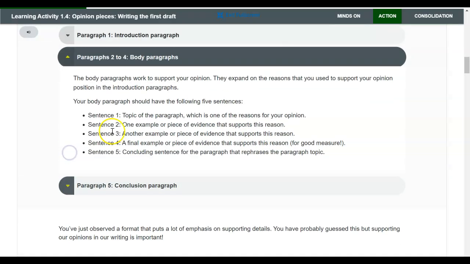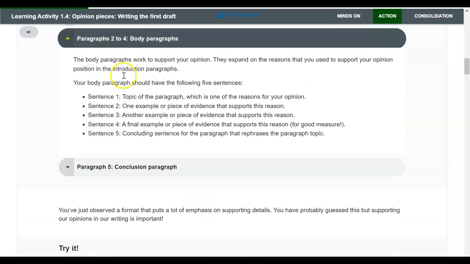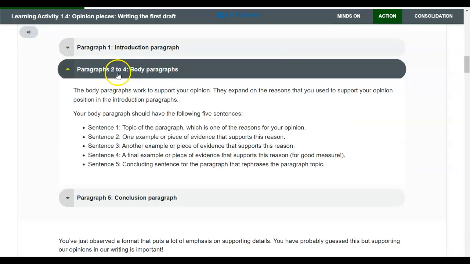Then it will go on again into paragraphs 2 to 4, which are your body paragraphs. Your body paragraph should have the following 5 sentences. Your topic sentence, which is one of the reasons for your opinion. One example or piece of evidence that supports this reason. Another example or piece of evidence that supports this reason. A final example, and then a concluding sentence. And you will do that, again, as it said, for paragraphs 2 to 4.